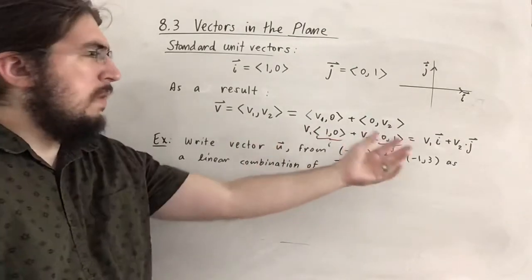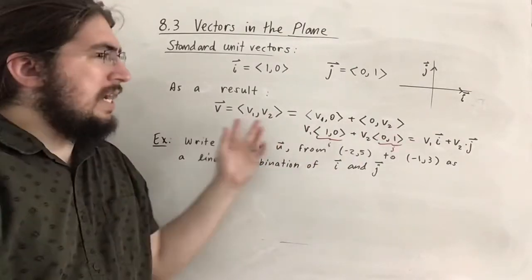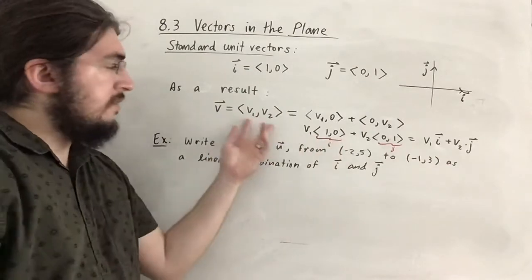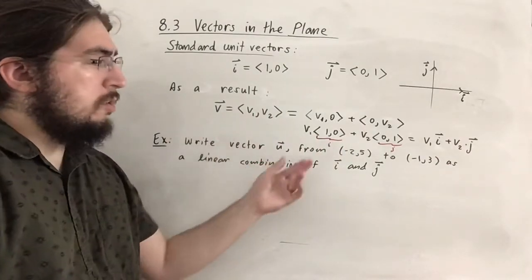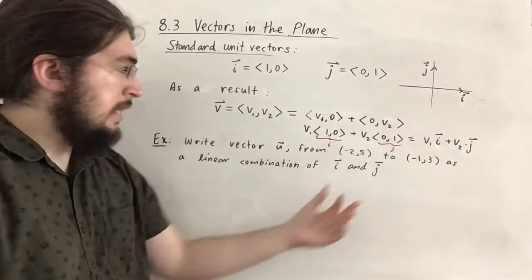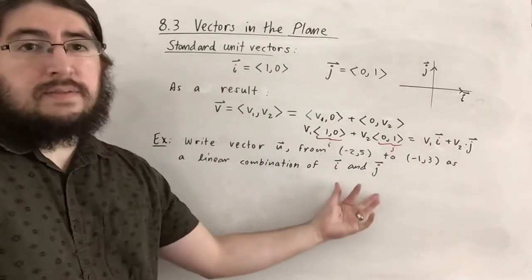So it's just a different way of writing a component form, and you can jump to this right away if you're given the component form. And in this example, we want to write this vector u that goes from this point to that point as a linear combination of these two.